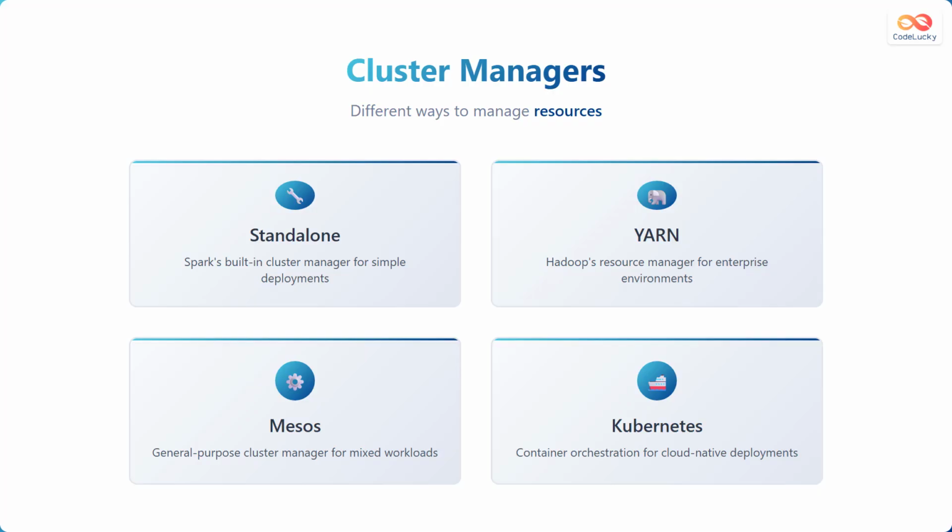Let's explore the different types of cluster managers available in Spark. The various ways to manage resources are Standalone, YARN, Mesos, and Kubernetes. Standalone is Spark's built-in cluster manager for simple deployments. YARN is Hadoop's resource manager for enterprise environments. Mesos is a general-purpose cluster manager for mixed workloads. Kubernetes is used for container orchestration for cloud-native deployments.